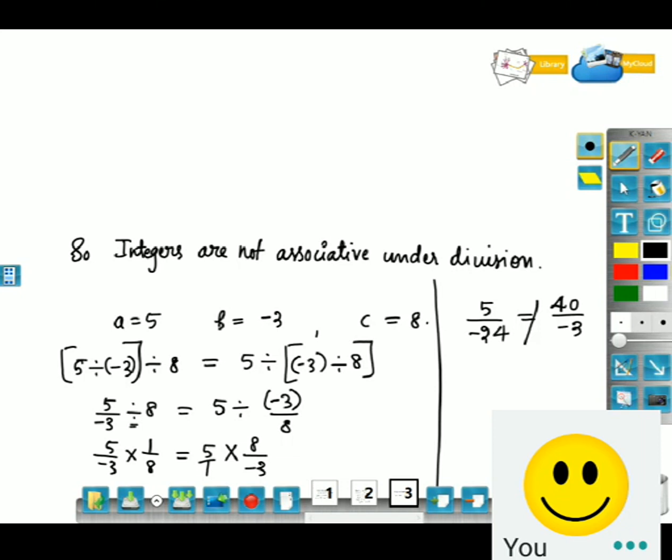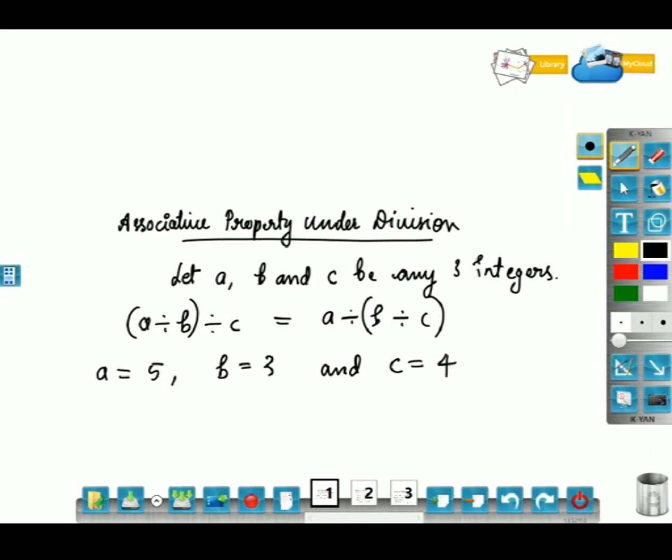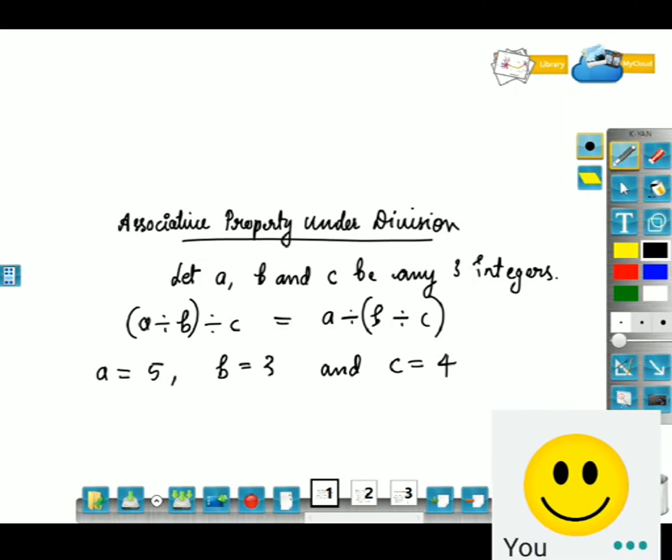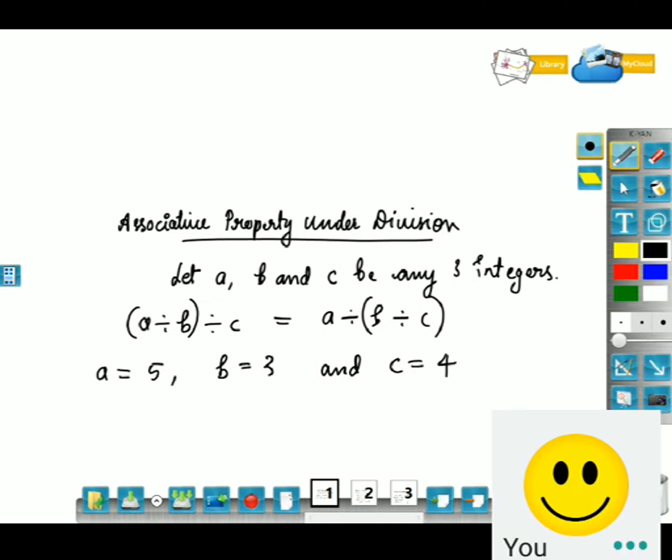Okay, so since the left hand side of the equation and the right hand side of the equation are not equal, that means integers are not associative under division. Okay, so all of you go through it once again, and if anybody has any doubt, please comment in the comment section. Till then I'll be repeating this property once again.